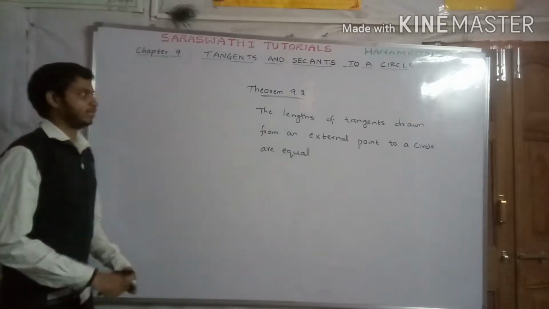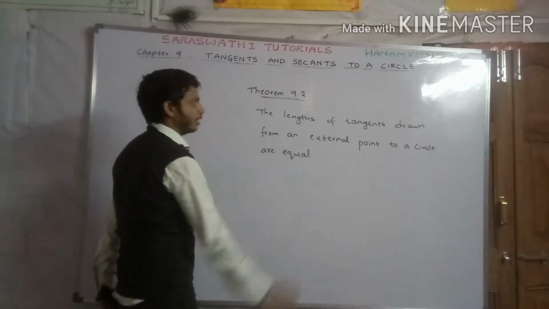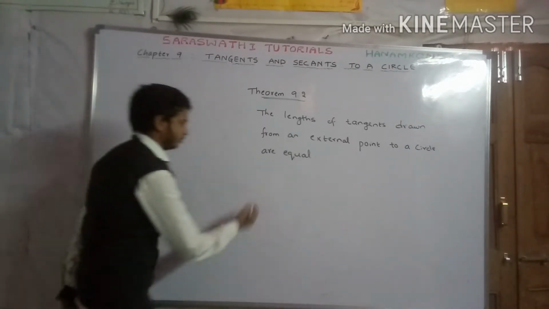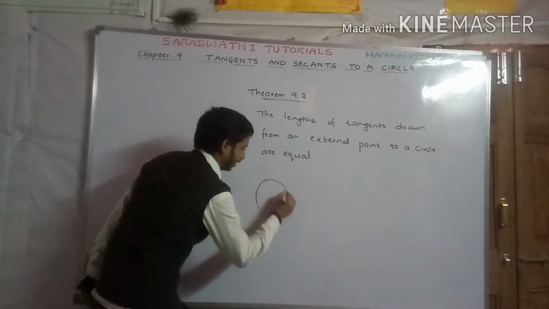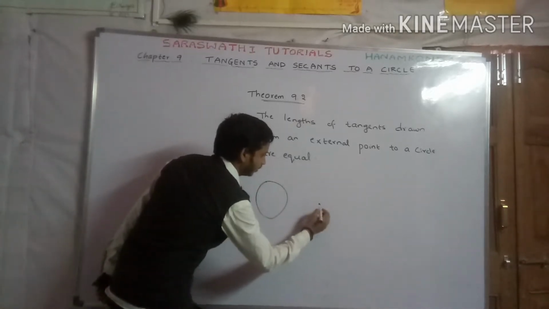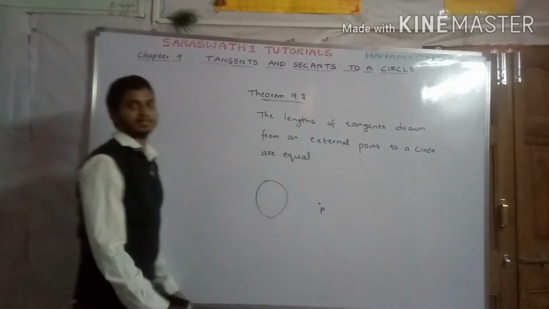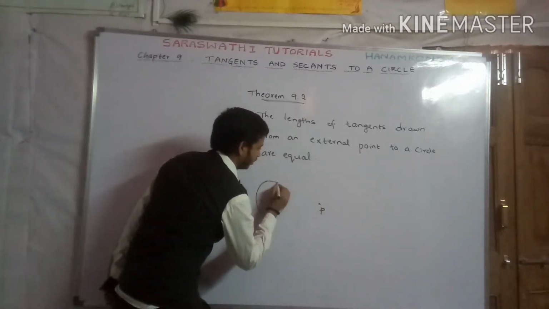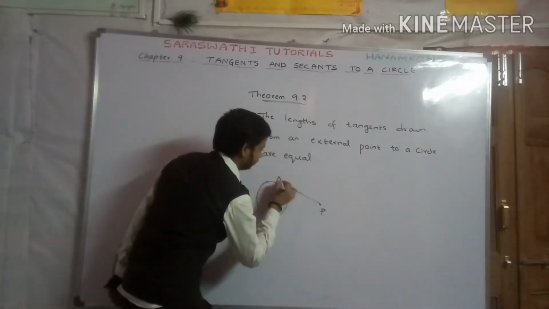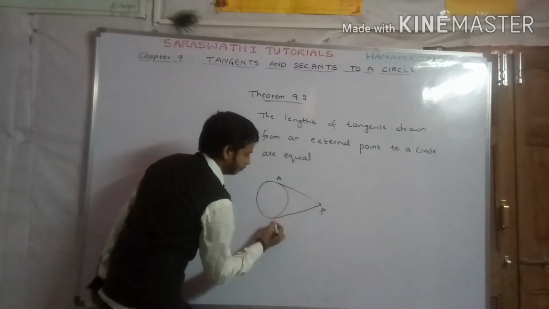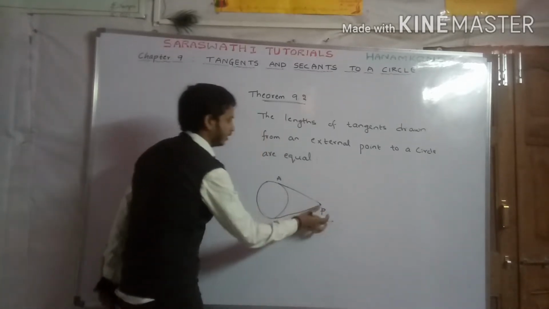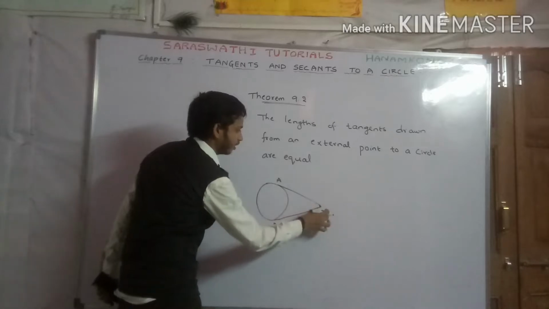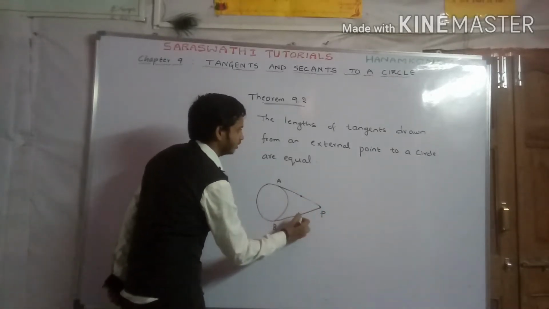So our next topic is that the lengths of tangents drawn from an external point to a circle are equal. We consider a circle. Suppose P is a point outside the circle. We can draw only two tangents from an external point. Let the two tangents be PA and PB. According to this theorem, the lengths of these two tangents drawn from an external point are always equal.